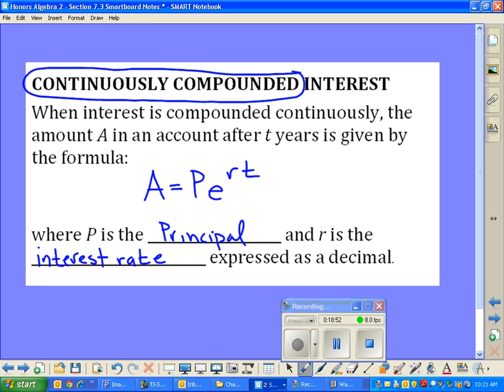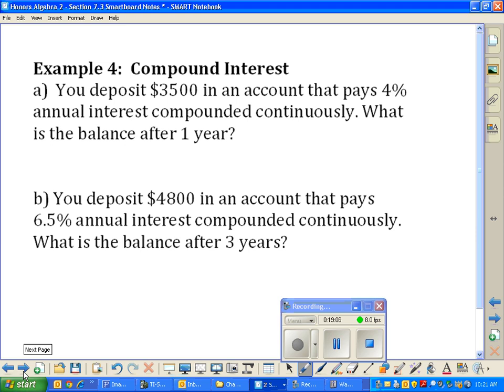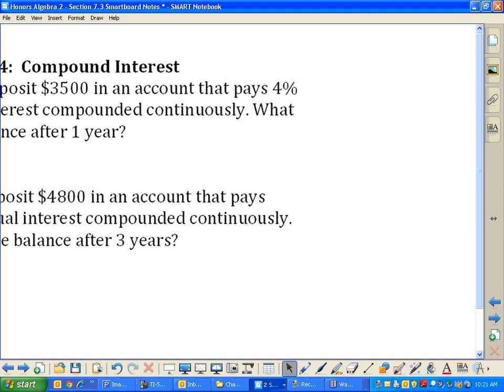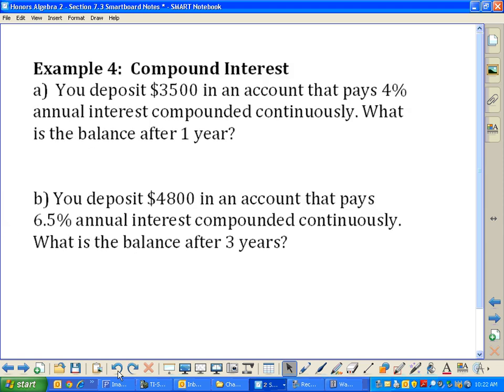So our wording in the problem that we're going to pay attention to in order to use this formula is continuous compounding of interest. We wouldn't have a value for n to use the other formula, so we have to use this guy. So I'm going to do part A, and then you're going to do part B. So let's read this together. It does say you get to deposit, lucky you, $3,500 into an account that pays 4% annual interest. Oh, boom, there it is. Sorry, I got excited. All right, it is compounded continuously.